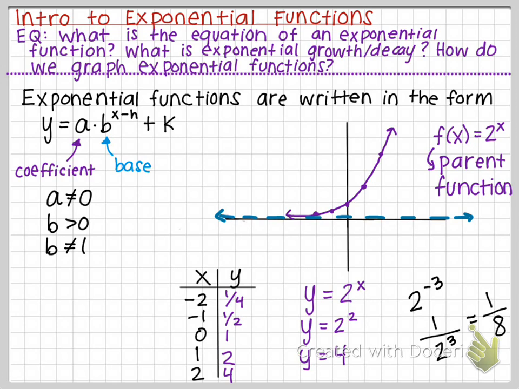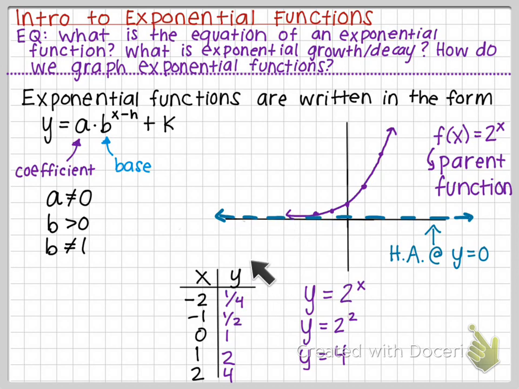8. So that would be 1/8, right? So this number, the bigger negative we get, actually the smaller y value we get, but we're never going to hit 0. So this is called our horizontal asymptote. And we have a horizontal asymptote on our parent function at y equals 0 because it's going to get really, really close to 0, but it's never going to touch 0. You're just going to keep getting fractions that are closer and closer to 0.